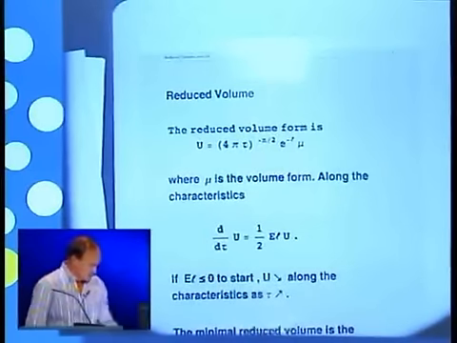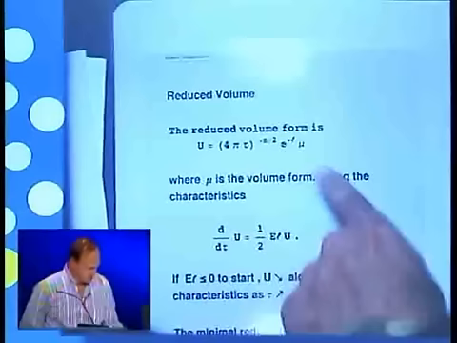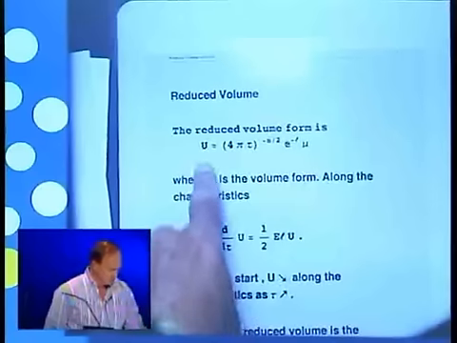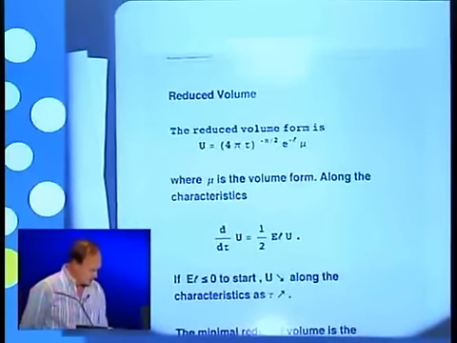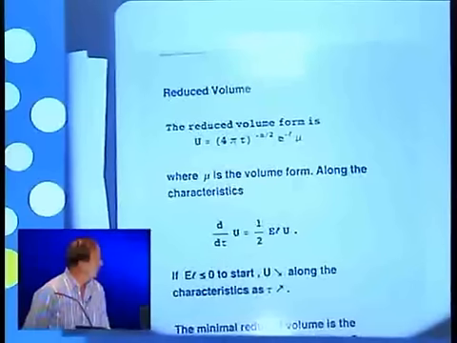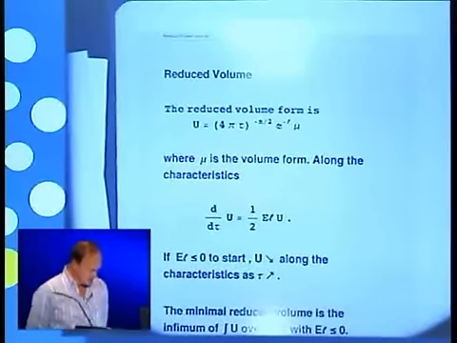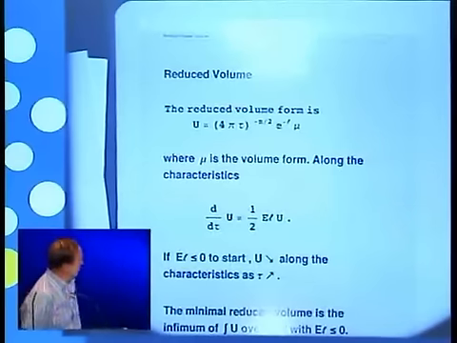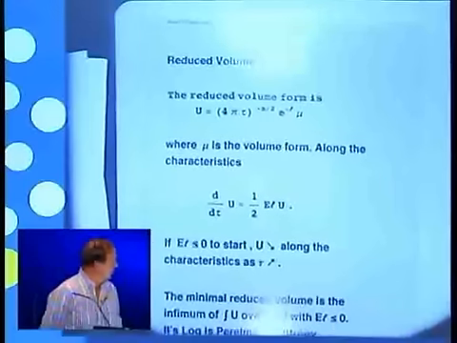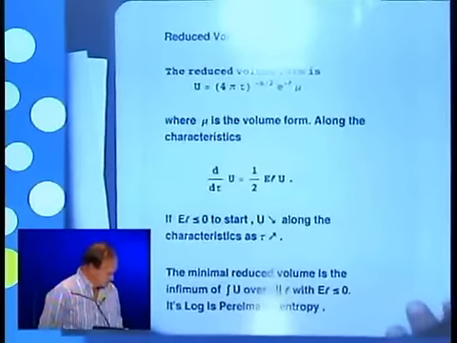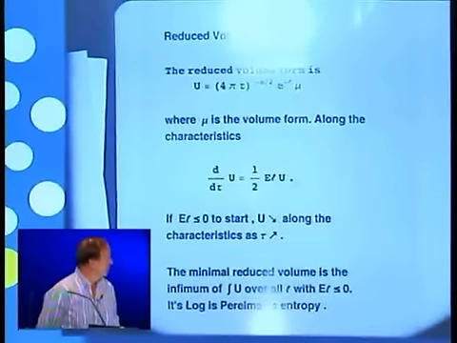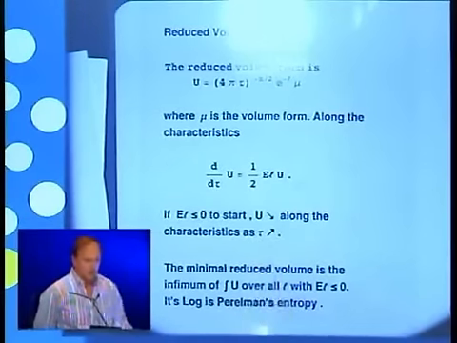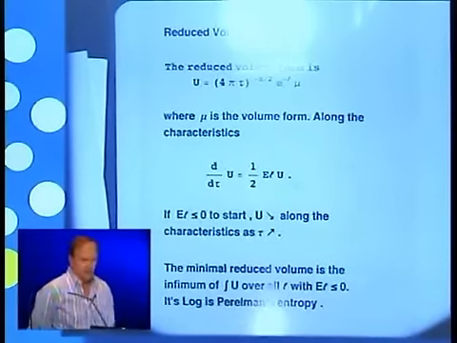So then you could introduce the reduced volume, where I take 4 pi tau to the minus n over 2 e to the minus L times the Riemannian measure mu, and that gives me a reduced volume form u. And along the characteristics, d/d tau of u is a half EL times u. So if EL is less than or equal to 0 to start, u decreases along the characteristics. And if you've read Perelman's paper and seen his entropy, then this minimal reduced volume has the property that the logarithm of it is Perelman's entropy. That is, you do the minimal reduced volume by minimizing integral of u subject to the condition EL less than or equal to 0.